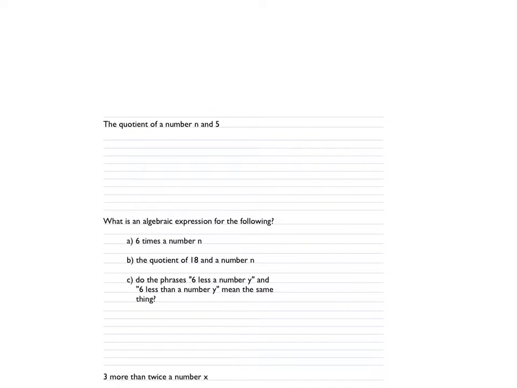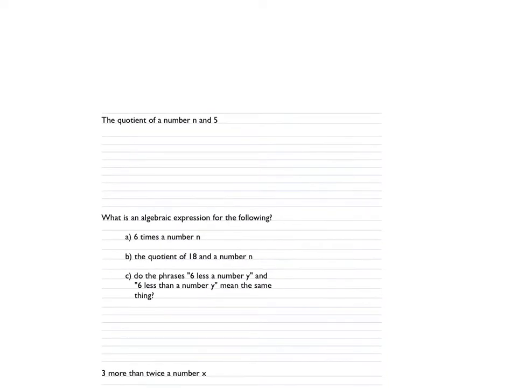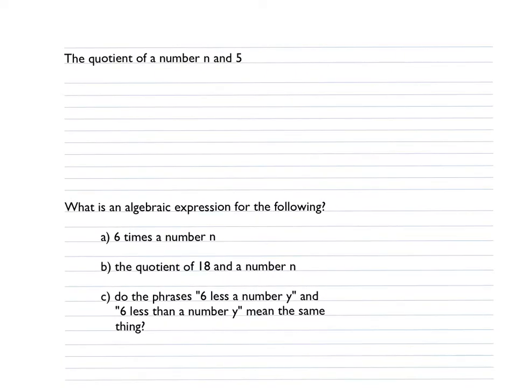Okay. And then quotient is going to be dividing. Quotient means dividing, okay? And we don't really use that often, but quotient of a number n and 5. So when you write it, the first one is the one on top of the quotient. That means n divided by 5. Quotient of n and 5. So if I said 5 and n, it would be opposite.